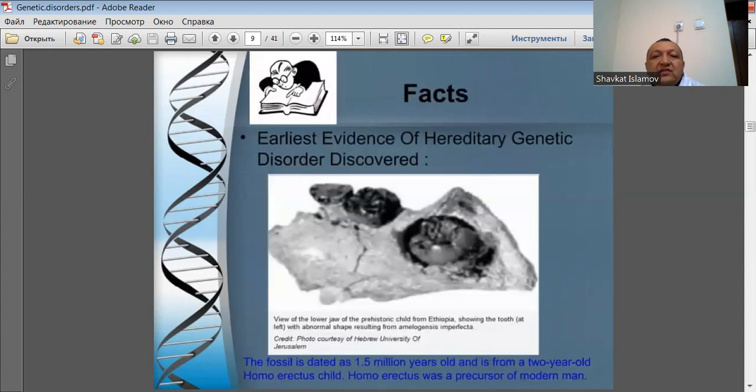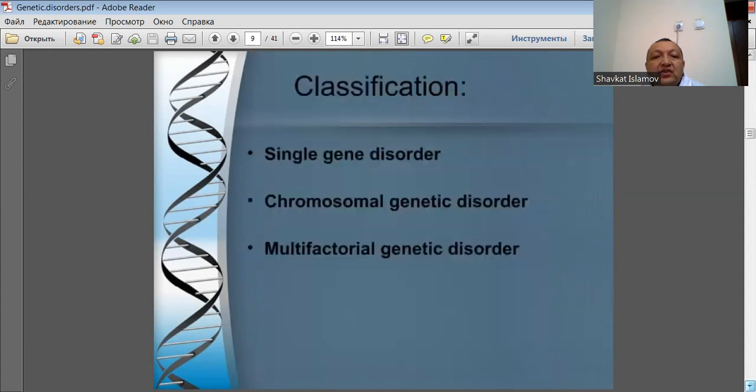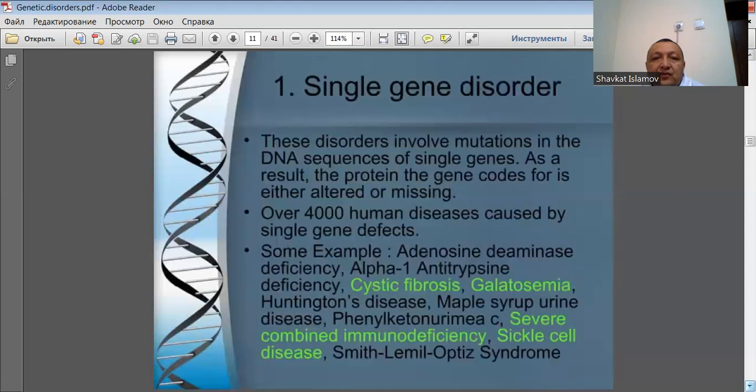Facts: earliest evidence of hereditary genetic disorders discovered. Classification: single gene disorders, chromosomal genetic disorders, multifactorial genetic disorders. First, single gene disorders. These disorders involve mutation in the DNA sequence of single genes. As a result, the protein the gene codes for is altered or missing. Over 4,000 human diseases are caused by single gene defects.